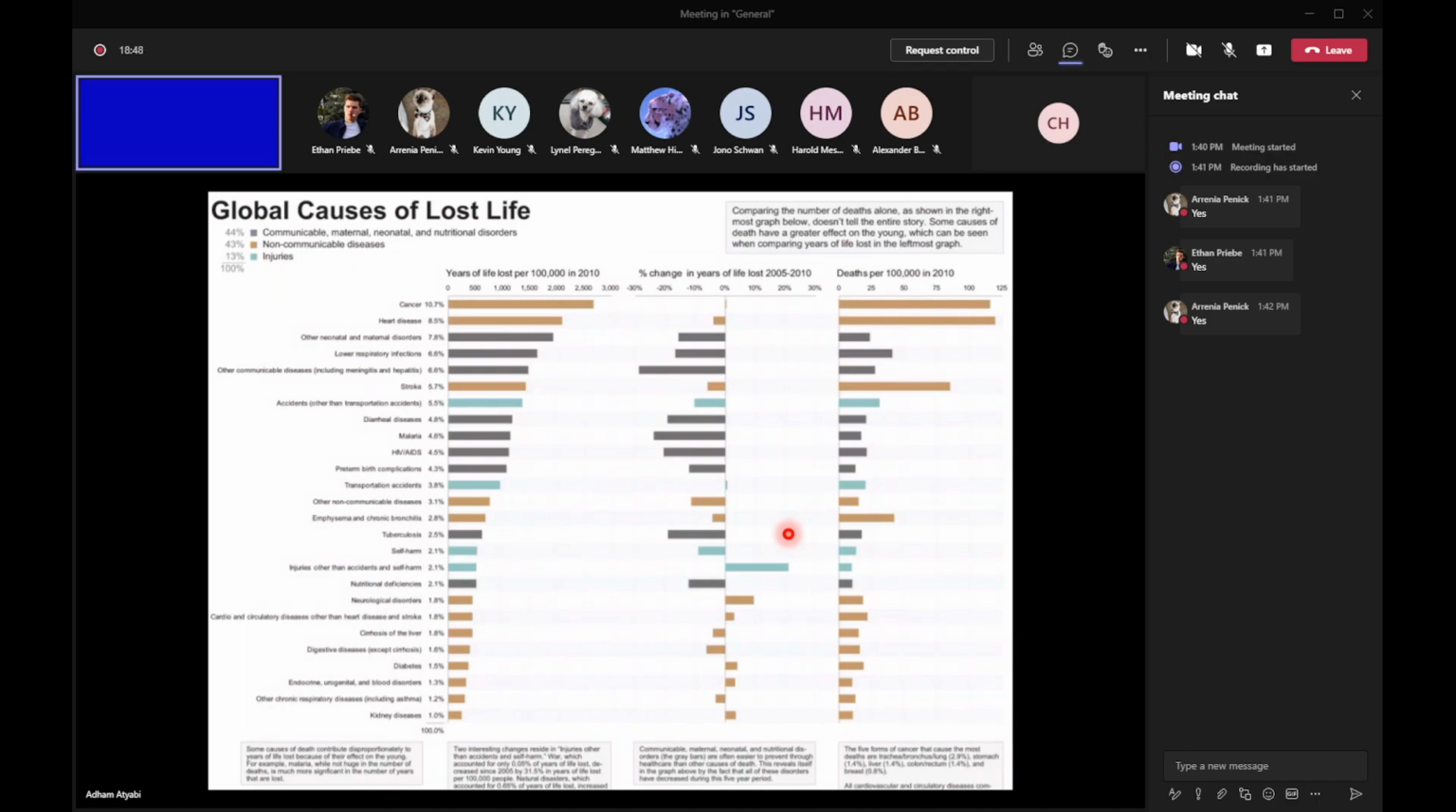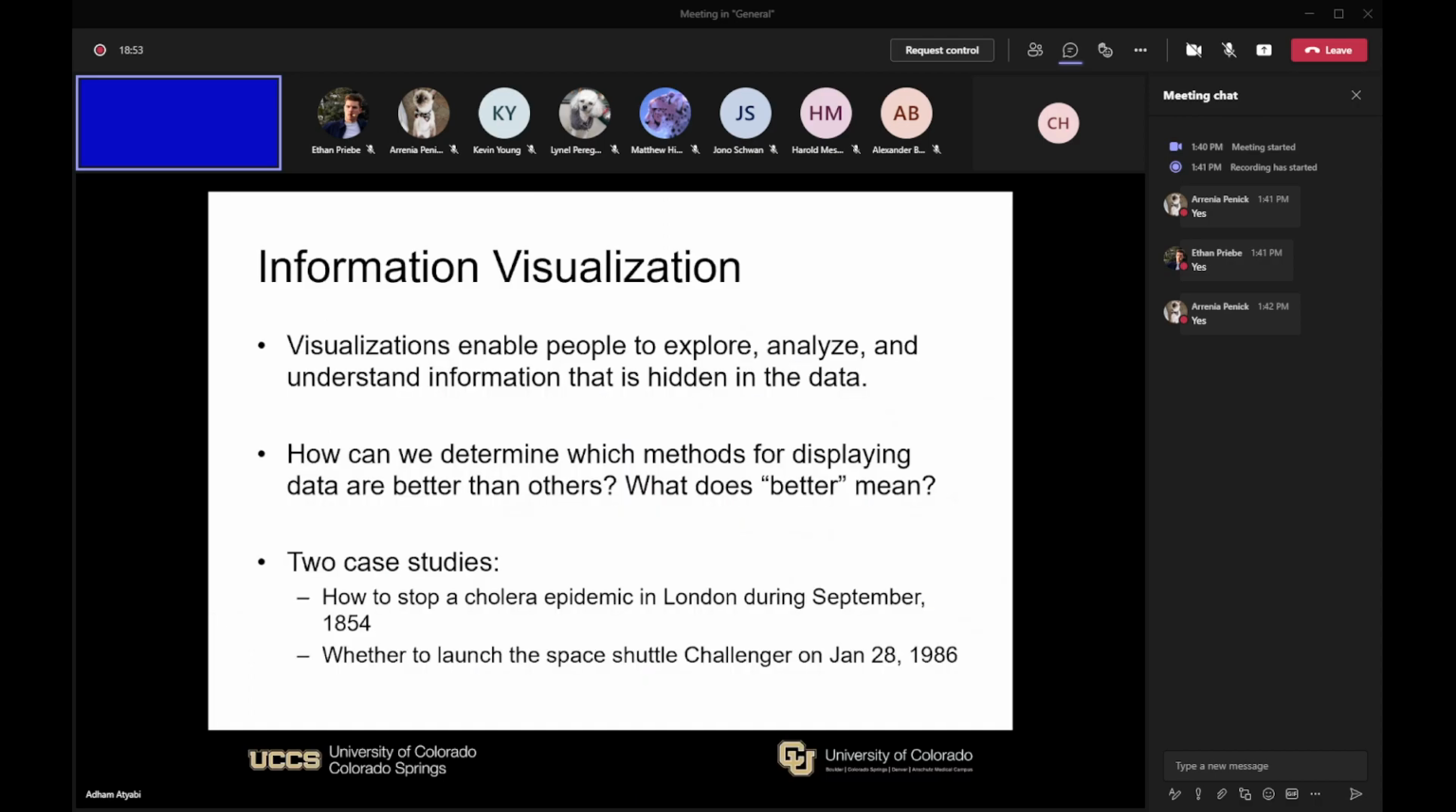Okay. So let's talk about information visualization. Visualizations basically enable people to explore, analyze, and understand information that is hidden in the data. So the questions that you often ask yourself are: how can we determine which methods for displaying data are going to be better than others, and what does better really mean?